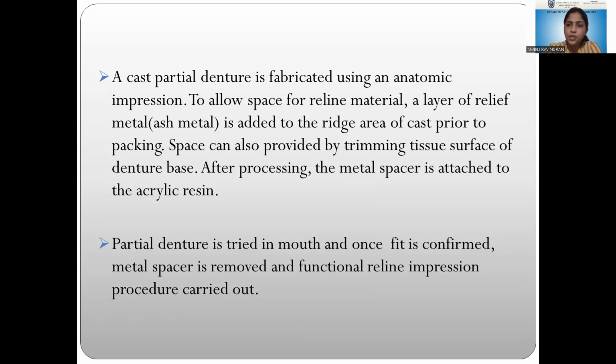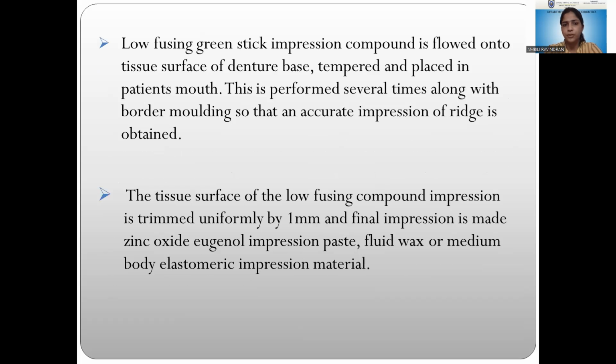How will you record the functional impression? We can use a low fusing impression compound. It can be applied onto the edges as well as the ridge area, and do the movements multiple times, and we will attain a border molding with an accurate impression of the ridge. Once that is done, we have to remove 1 mm of impression compound material from the ridge surface, so that we can record a wash impression using zinc oxide eugenol or fluid wax.